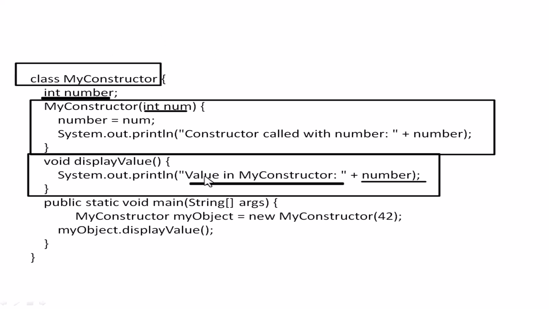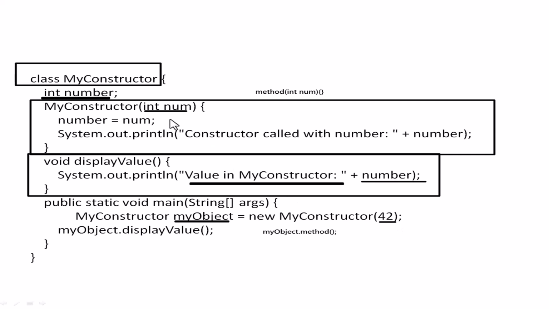Within the main function, if you want to call this particular constructor, there is no need to write object name dot method name. You have already created the MyConstructor object. In order to call a method, you use object dot method. But here there is no need to call the constructor, because it will be invoked during the creation of the object itself. Here you are passing the value 42.